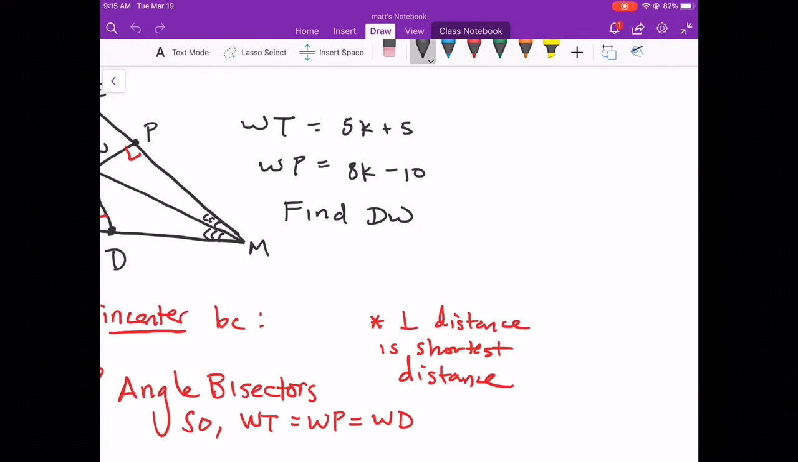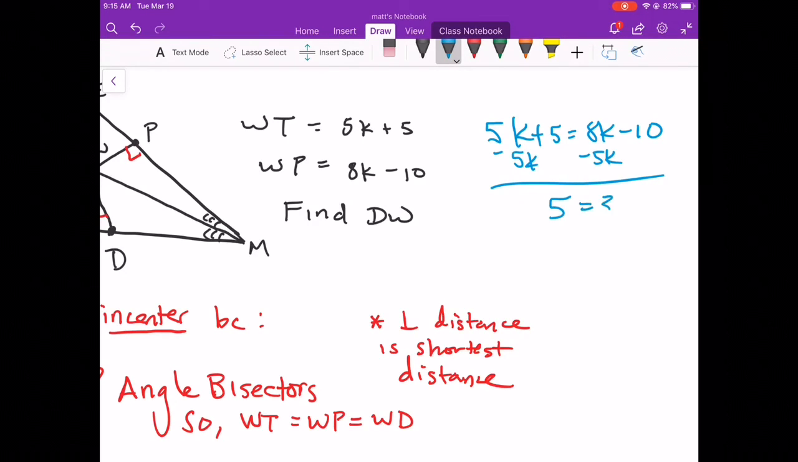So here we go. 5K plus 5 is equal to 8K minus 10. Subtract 5K from both sides. 5 is equal to 3K minus 10. Add 10. 15 is equal to 3K. Divide everything by 3, and 5 is equal to K.